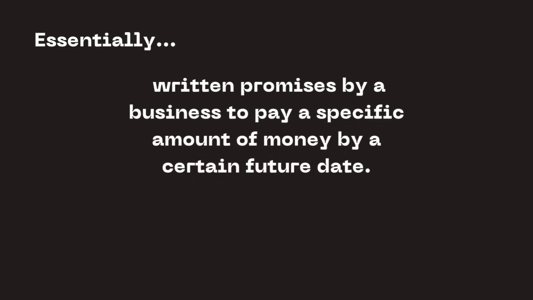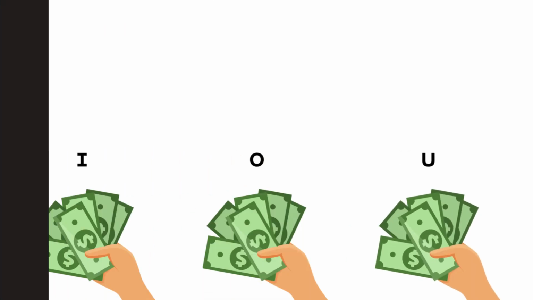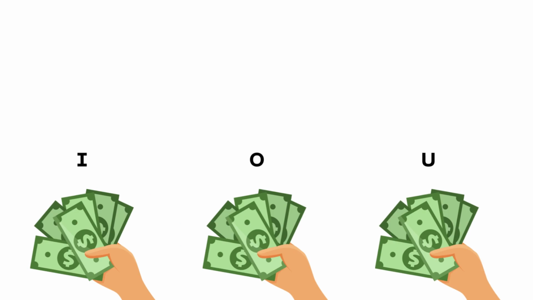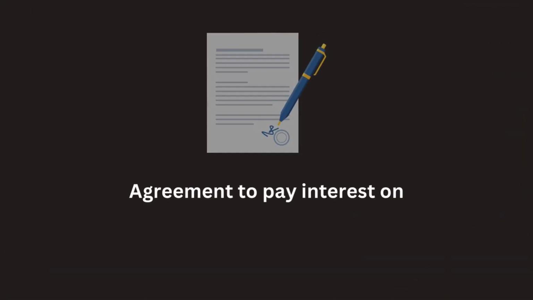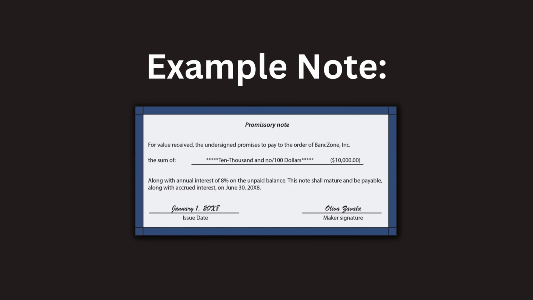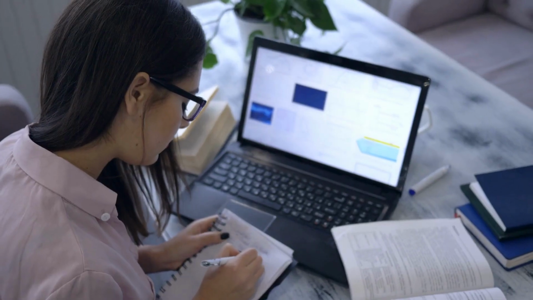Notes payable are essentially written promises by a business to pay a specific amount of money by a certain future date. Think of them as formal IOUs, often accompanied by an agreement to pay interest on top of the principal amount. These notes serve various purposes for businesses. They can be used to borrow money for operational needs, purchase goods or assets, or manage cash flow more effectively.